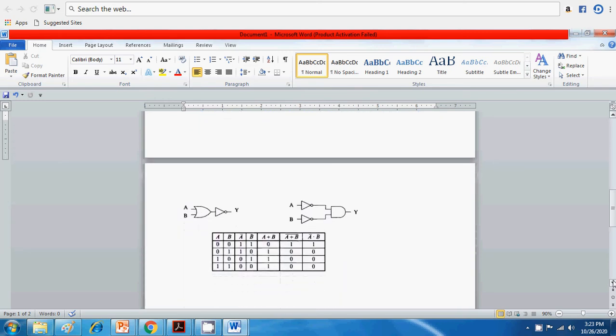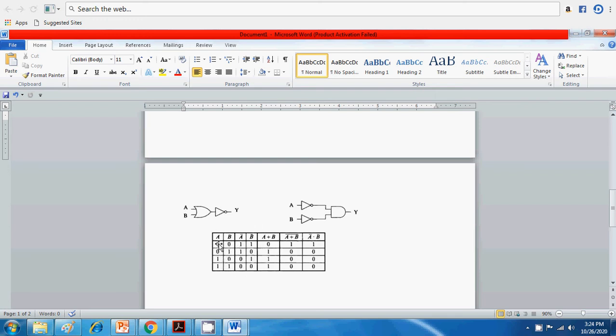Okay, so here it is the second theorem. See here it is (A plus B) bar. This shows that the OR gate is A plus B, and its inversion means (A plus B) bar. And here it is A bar dot B bar. So here is the truth table for this. Let us consider the inputs as A0, B0, A0, B1, A1, B0, A1, B1. Now let us take A bar, that is the inversion of this.